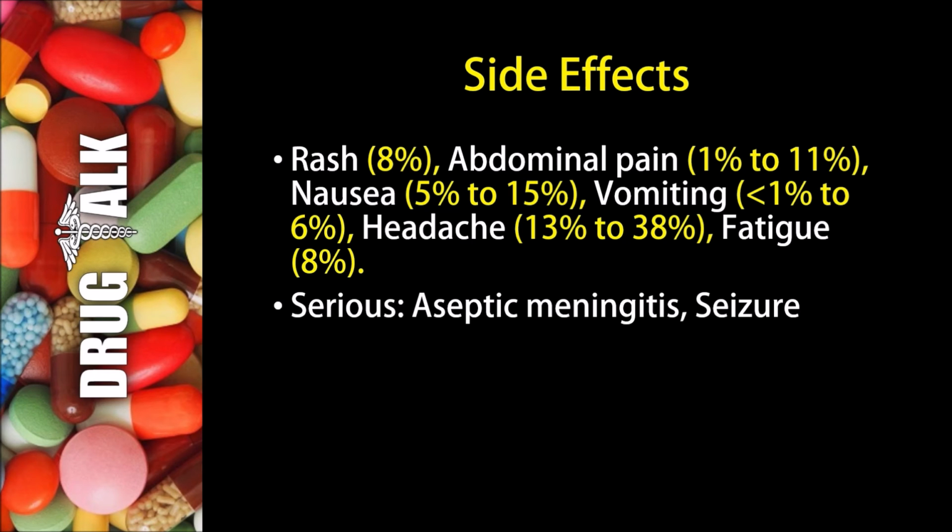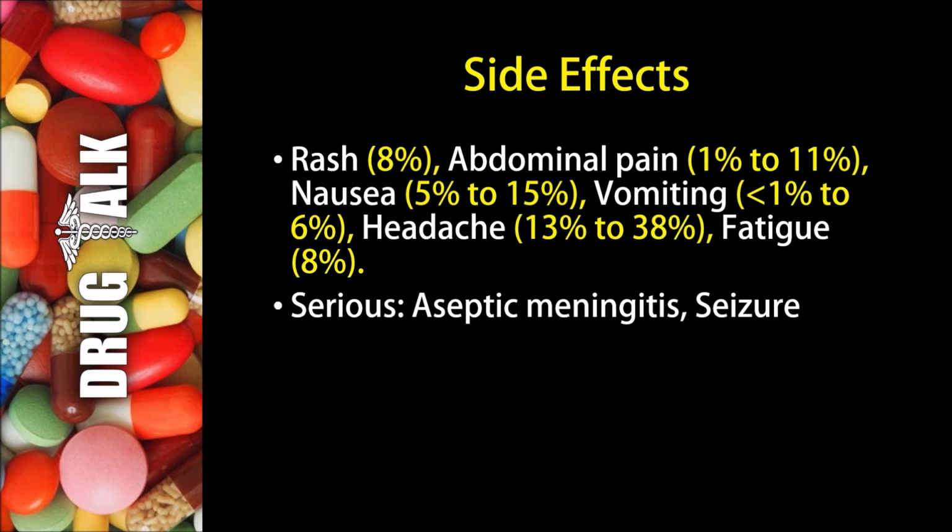Now, as with all medications, there are some side effects or adverse reactions that patients may experience while using valacyclovir, so I'll go over some of those here now. 8% of patients may experience a rash, and abdominal pain comes in between 1 and 11%. Nausea would happen between 5 and 15% of the time, and less than 1 to 6% of patients may experience vomiting. A headache may happen 13 to 38% of the time, and fatigue comes in at 8%.